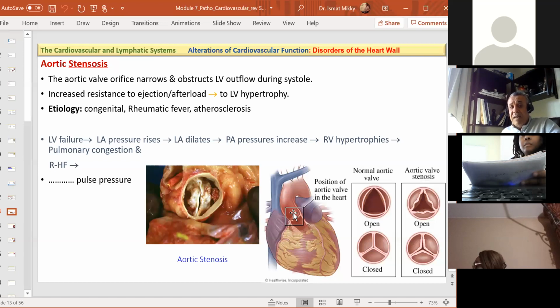LV failure results in left atrial pressure rising. Why? Can anyone explain why LV failure results in increased pressure in the left atria?